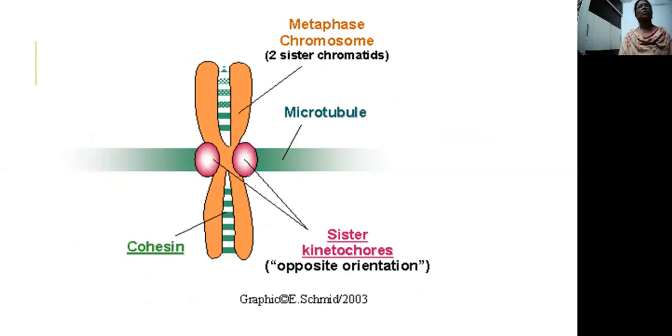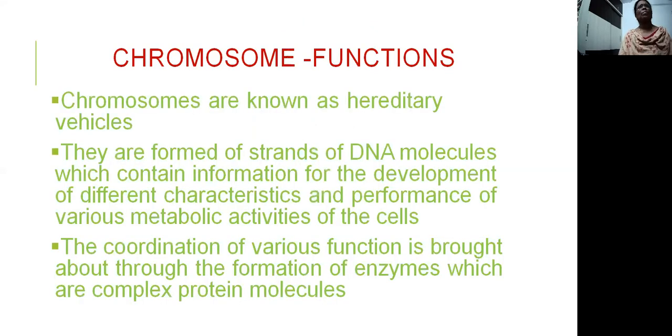with two sister chromatids and two kinetochores with opposite orientation. There are cohesins and proteins which bind these chromatids. So coming to the functions of chromosomes, these chromosomes are known as vehicles of heredity. They carry the genetic information from one generation to the next generation. They are formed of strands of DNA molecules which contain information for the development of different characteristics and performance of various metabolic activities of the cells, nothing but genes.